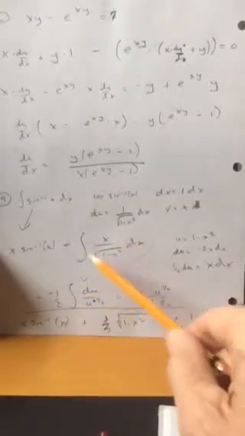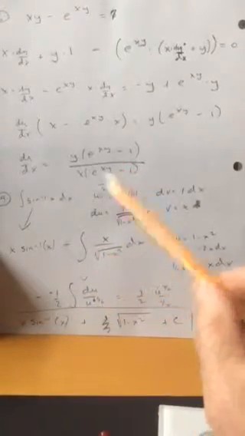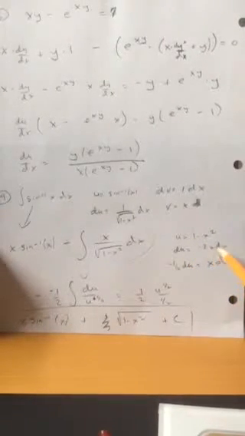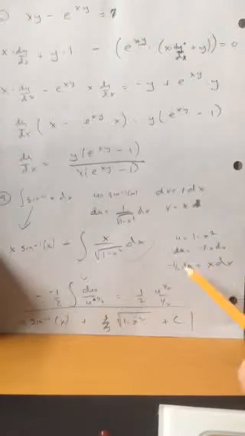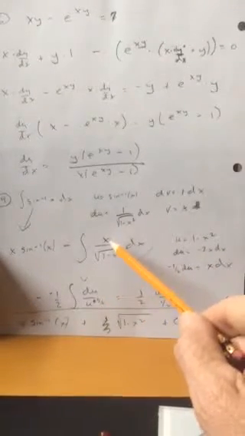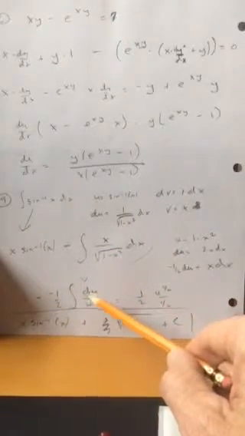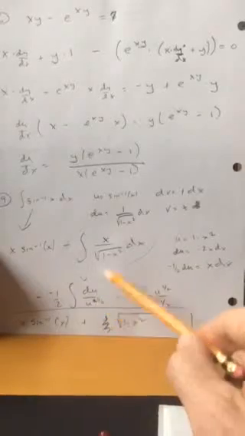Then you look at this, and you properly said I could do this by substitution. u equals 1 minus x squared. du equals negative 2x dx. So negative 1/2 du equals x dx. So I could rewrite this integral as negative 1/2 du over u to the 1/2.